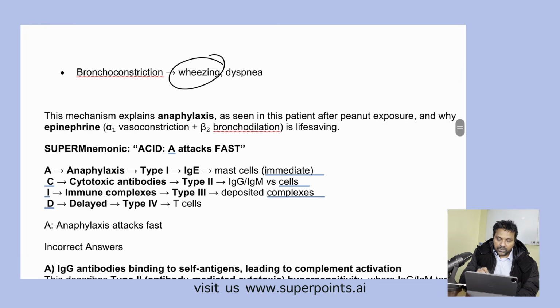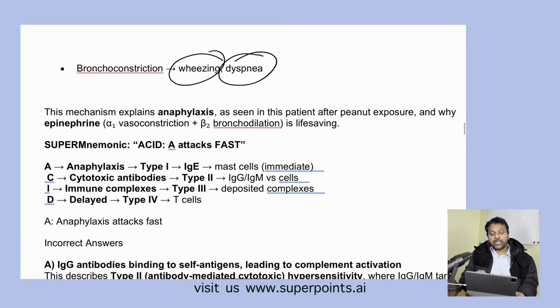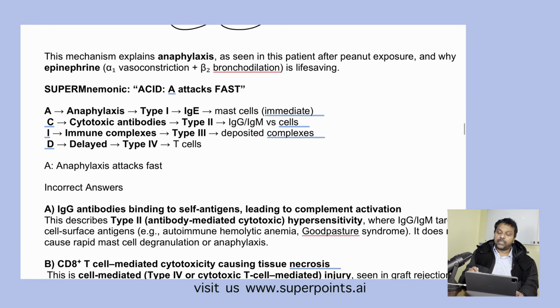Bronchoconstriction causes wheezing and dyspnea. This mechanism explains anaphylaxis, as seen in this patient after peanut exposure. Why epinephrine, all right, is life-saving.